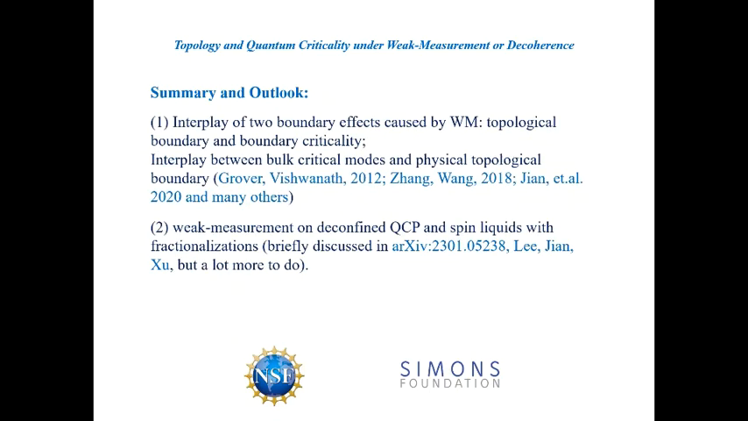Okay, maybe a bit of outlook, just one more minute. So we have mentioned there are two boundary effects which can be caused by weak measurement. One is the critical boundary, the other is a topological boundary, but we can easily imagine a system where the two different boundary effects interplay at the same time. We can drive an SPT state to some critical point, and then the weak measurement or decoherence will have two different boundary effects together.